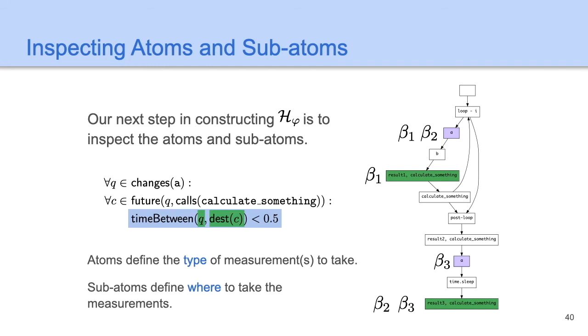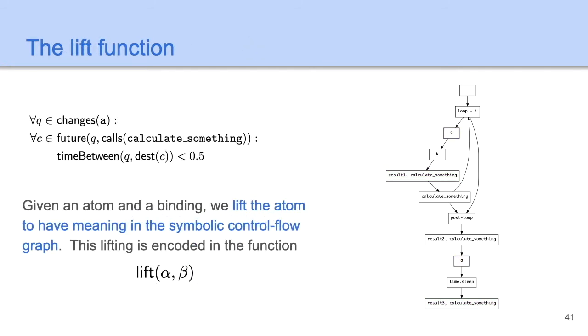Here the atom is time between, so we will clearly need to measure 2 timestamps. And subatoms define where to take the measurements. In order to determine where to take measurements, we have to translate each atom to have meaning in the symbolic control flow graph. We call this lifting and define the lift function to take a subatom along with a static binding.